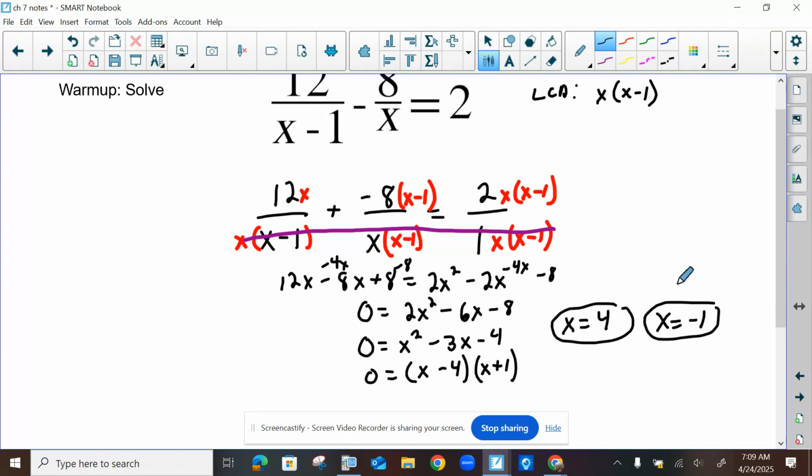In this case, both answers work. Make sure you understand, if it was a positive 1, I would have to throw out that answer. But since we have a positive 4 and a negative 1, both would be solutions to this equation.